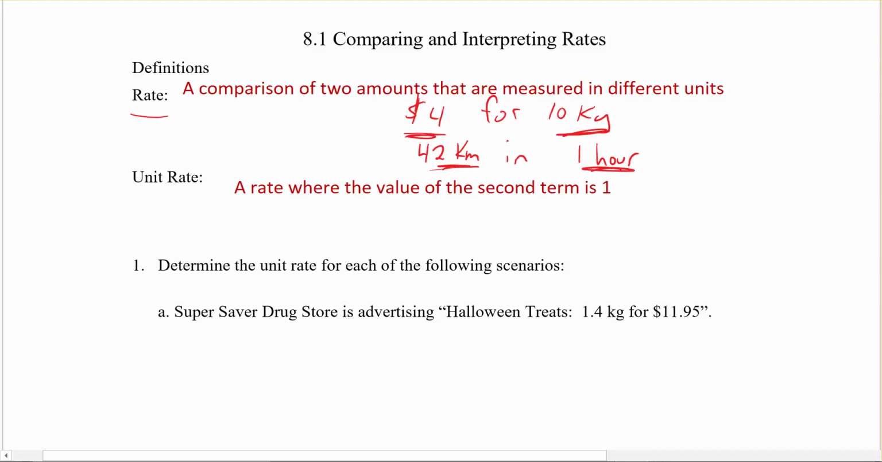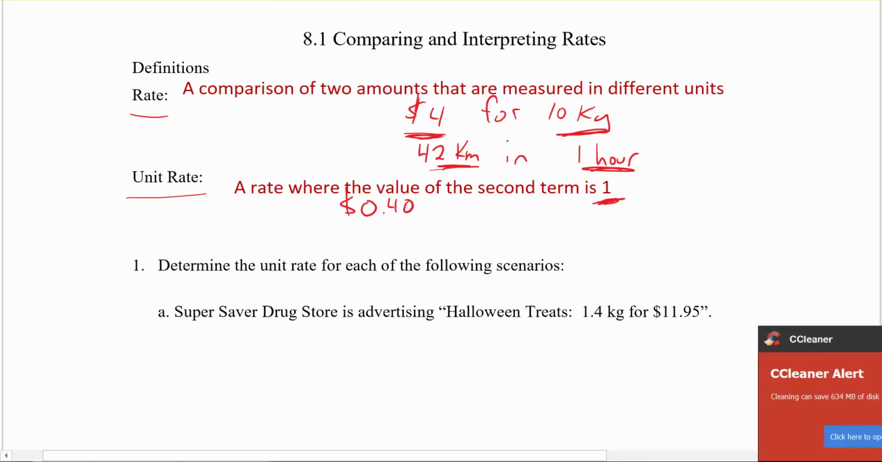And then the next one down here says unit rate. This is a rate where the value of the second term is 1. So it's not really any more complicated. This just is the way we usually want to talk about things. So I'd say instead of being like $4 for 10, a unit rate would be like 40 cents for 1 kilogram. So the second term is just 1.